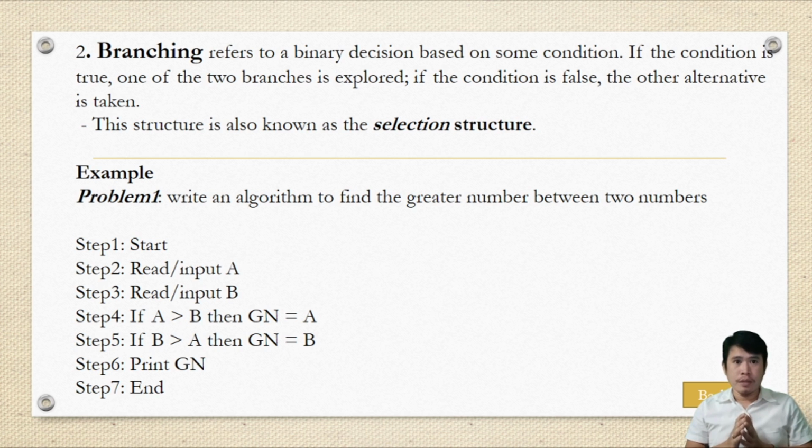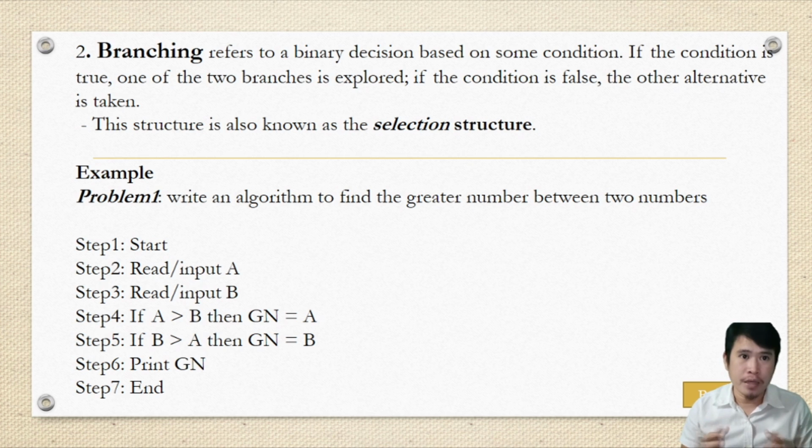Okay? So after all numbers are compared, whatever the value that's stored in Gn variable, the system will print it. And step 6 is print Gn, so whatever the value has in Gn. And step 7 is end.